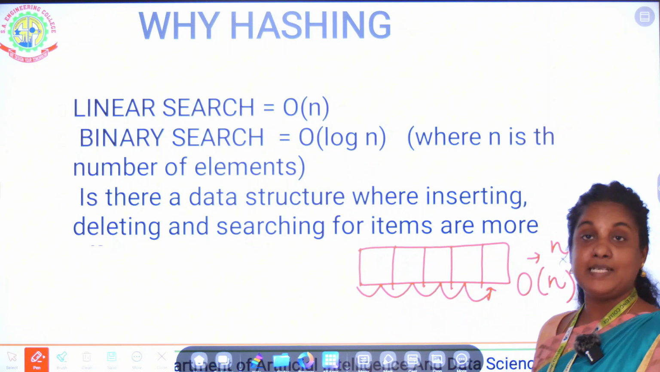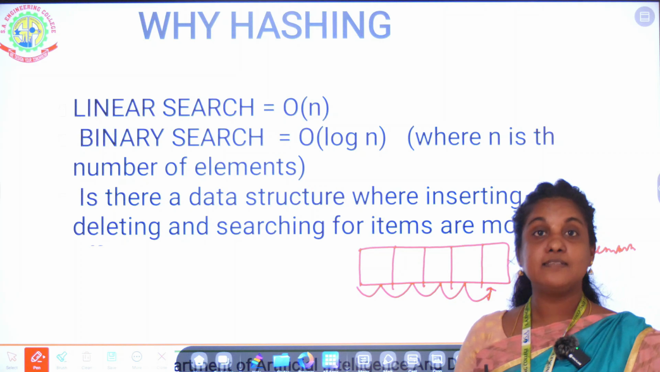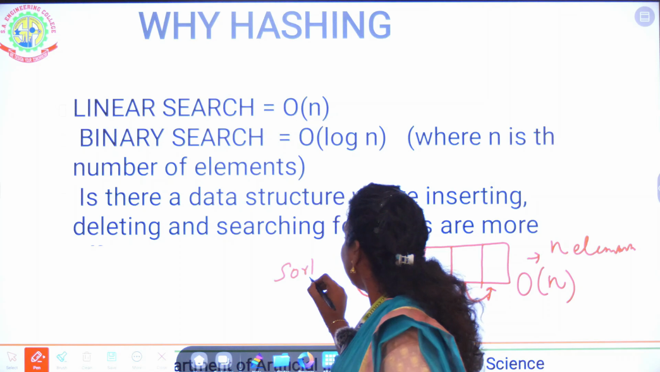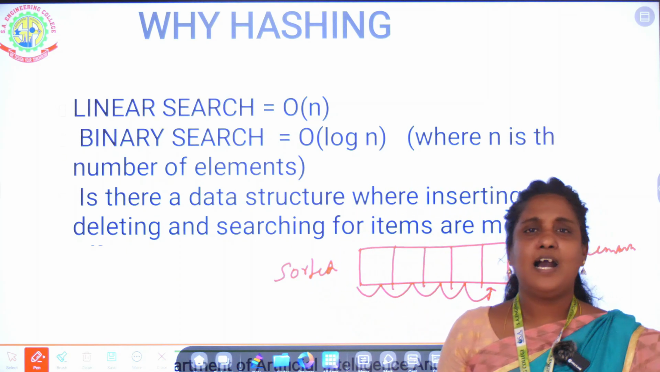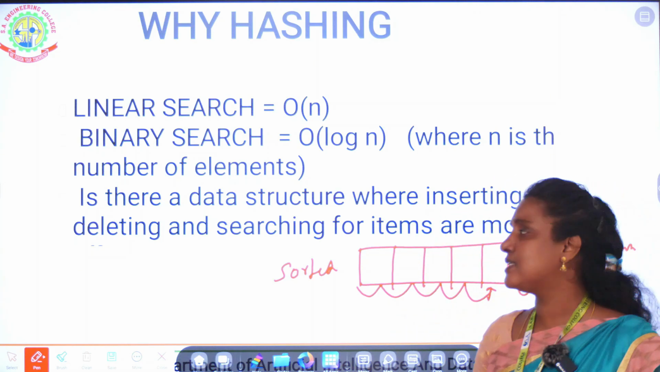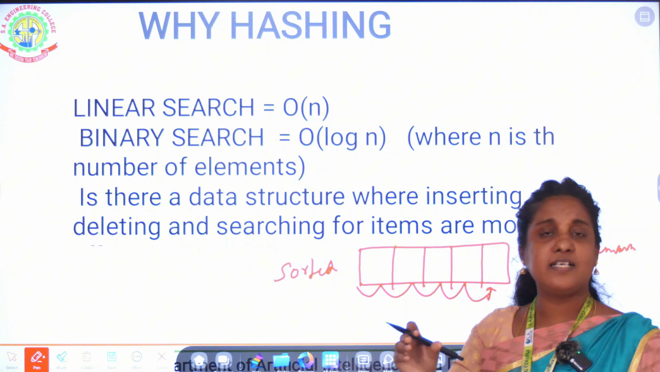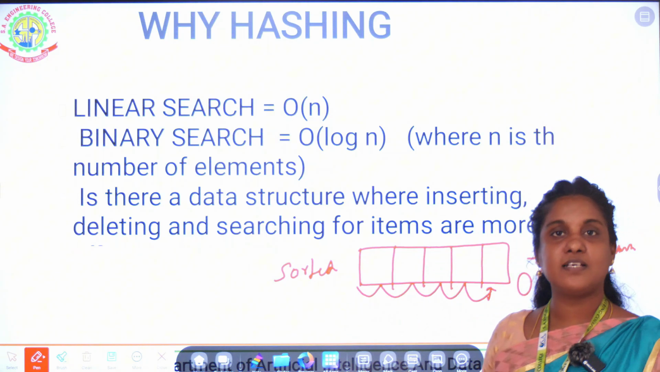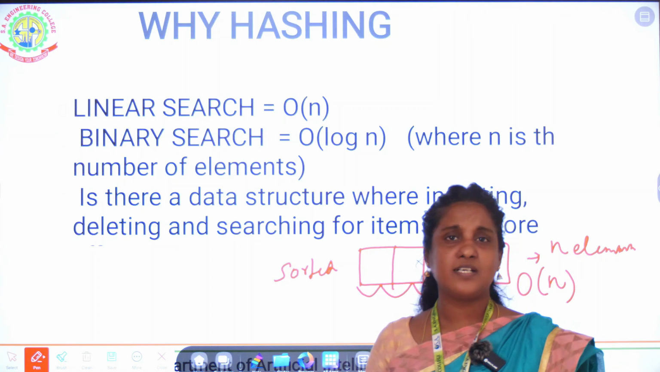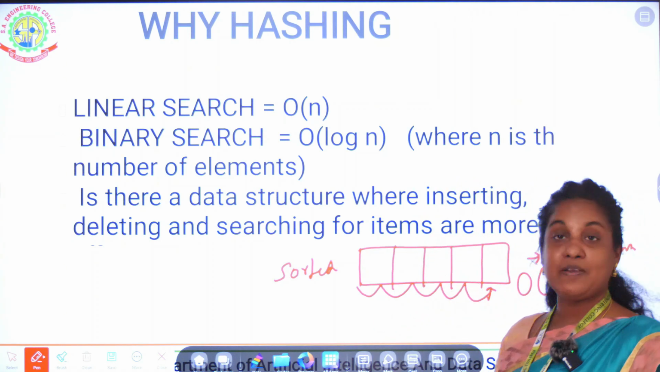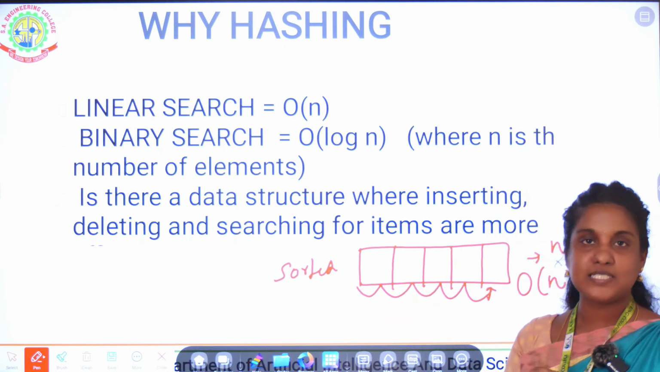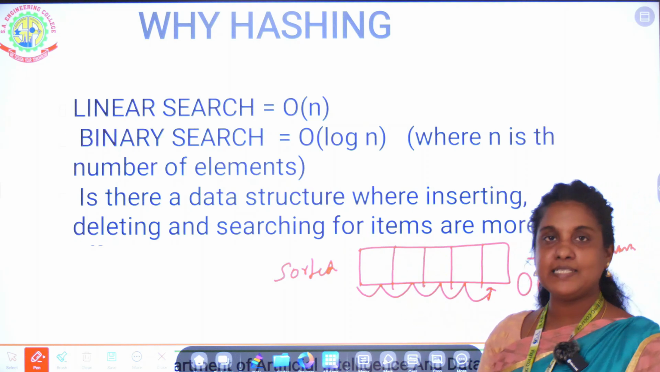For binary search, the primary thing is the array should be in sorted order, whereas in linear search, the array might not be in sorted order. So if you are performing binary search, the array should be in sorted order. If it is not in sorted order, you have to perform sorting techniques like bubble sort or quick sort, depending upon the situation, to make the array sorted. Then only you can perform binary search.